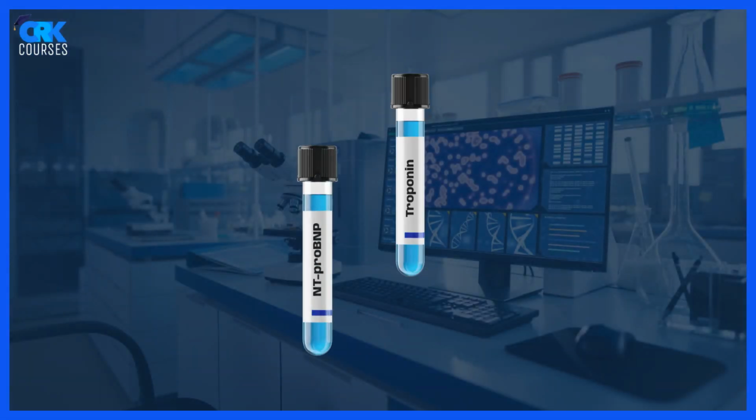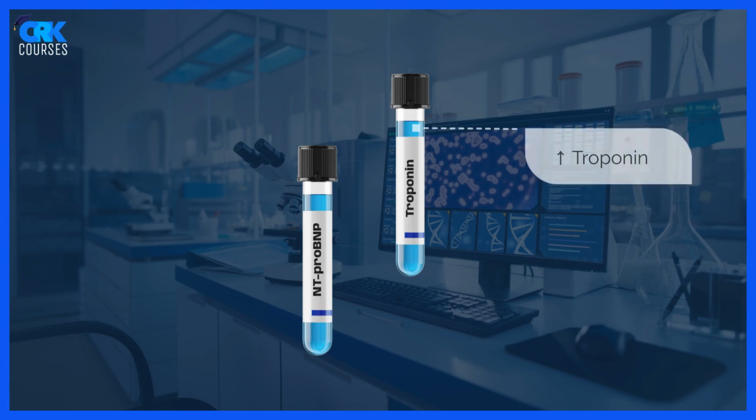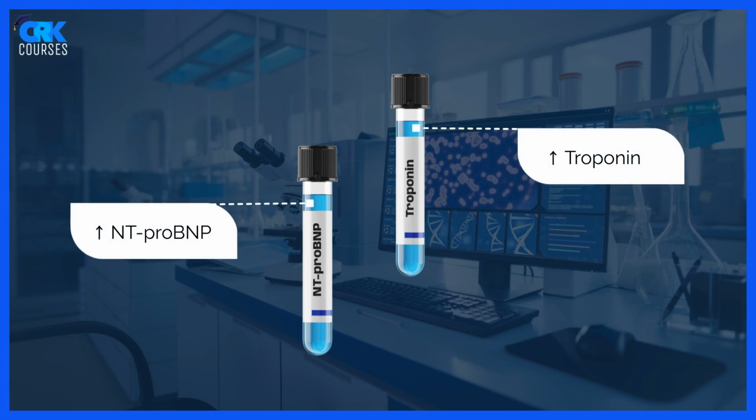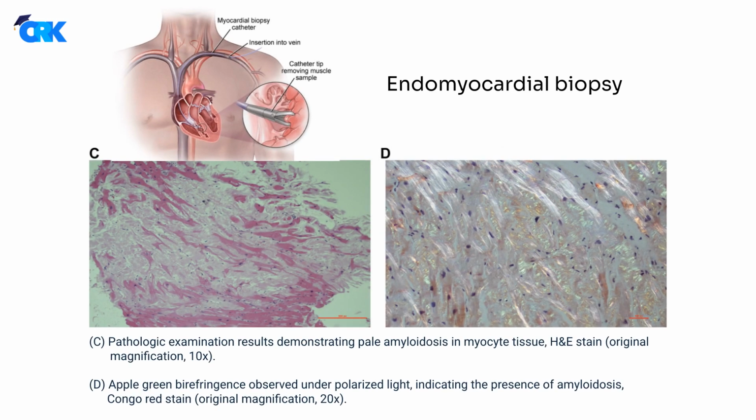Adding to the clinical picture, cardiac biomarkers including troponin and NT-proBNP were modestly elevated, strengthening the concern for myocardial infiltration. Now here's the critical step. To conclusively determine the type of amyloid involved, the patient underwent an endomyocardial biopsy. And what that biopsy revealed was extraordinary: dual amyloid deposition. Mass spectrometry identified both light chain amyloid and wild-type transthyretin amyloid within the myocardium, a rare but clinically significant finding.